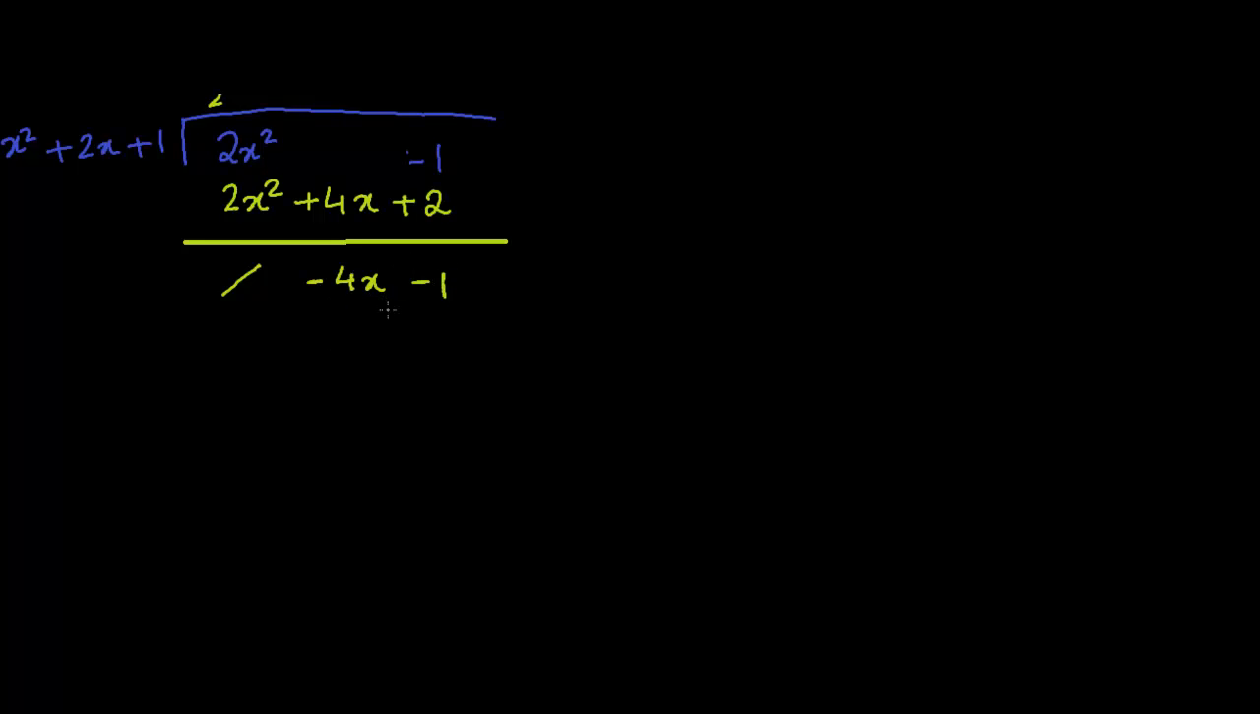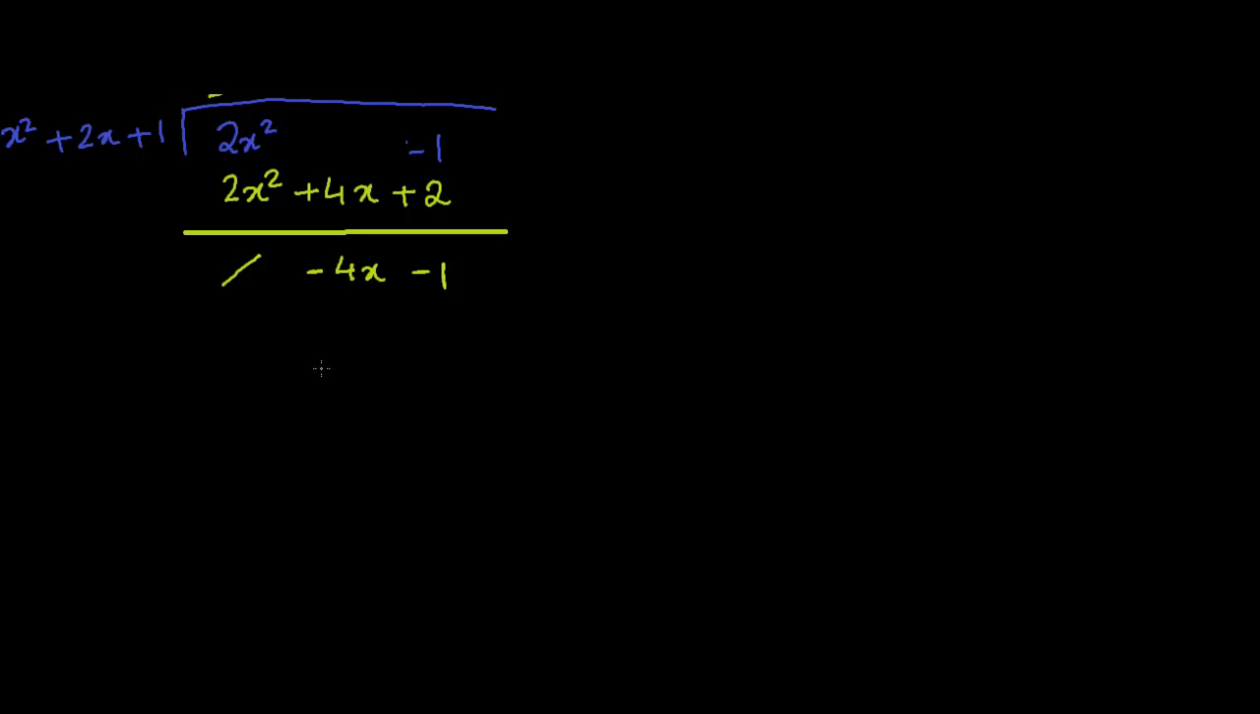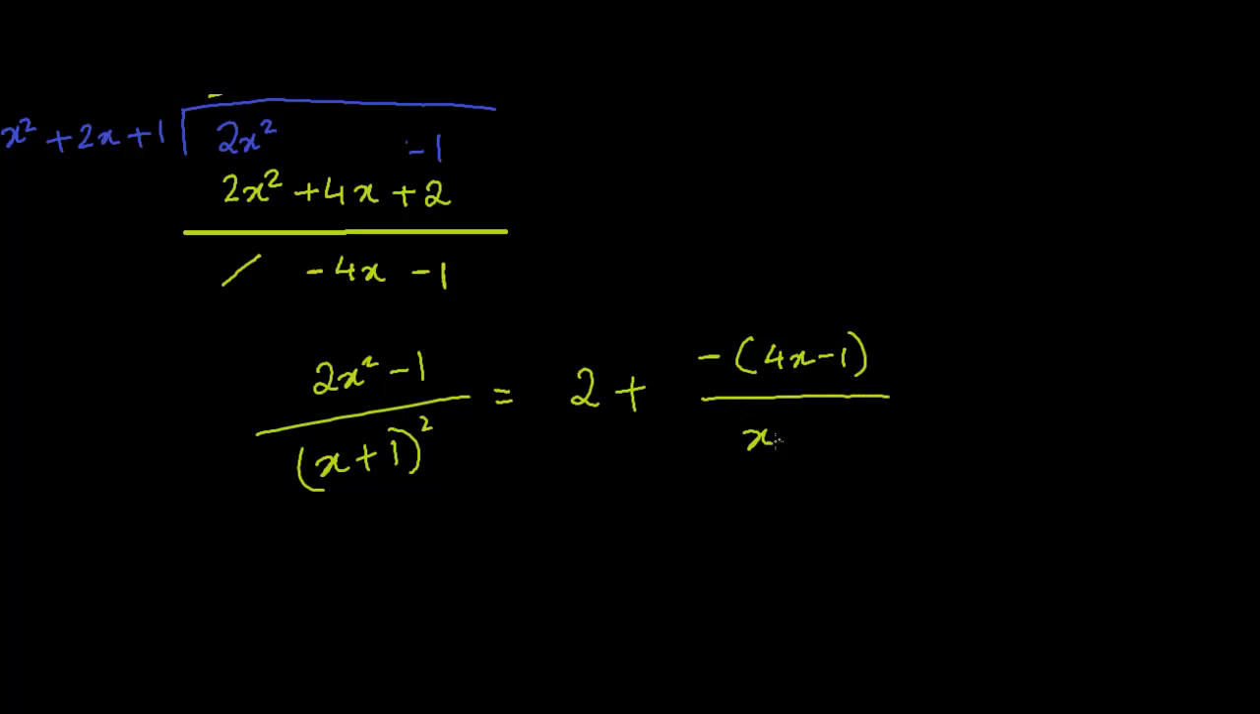Now, after this, we really can't simplify it any further. So what we do is we simply say 2x squared minus 1 over (x plus 1) whole squared is equal to 2 plus (negative 4x minus 1) over (x plus 1) whole squared, which simply boils down to 2 minus (4x plus 1) over (x plus 1) whole squared.